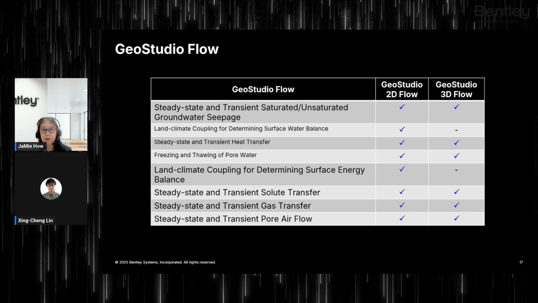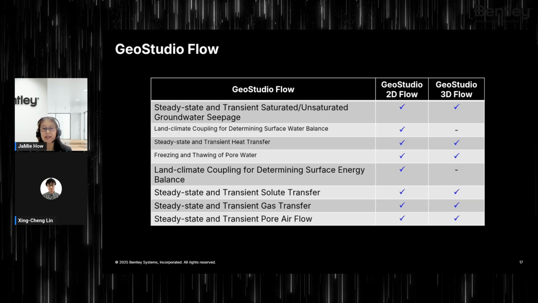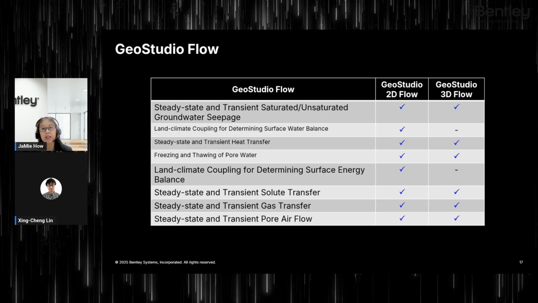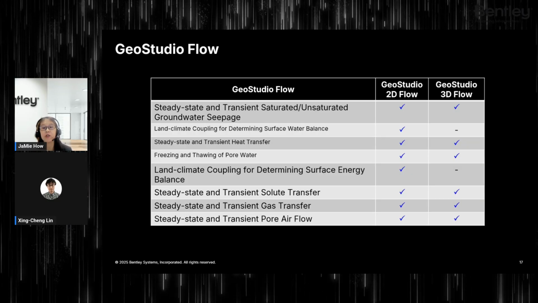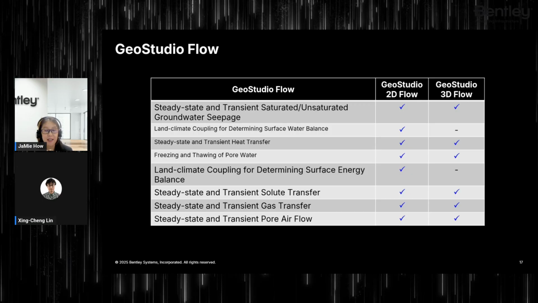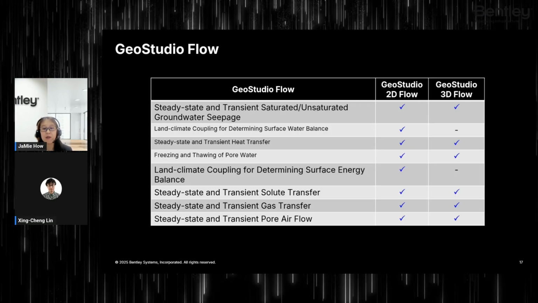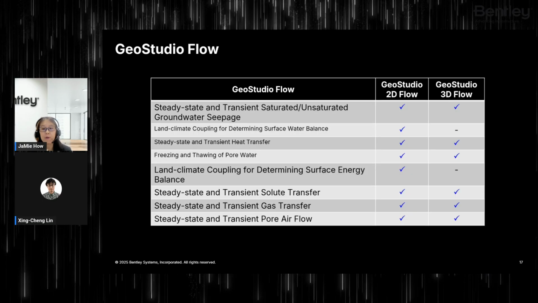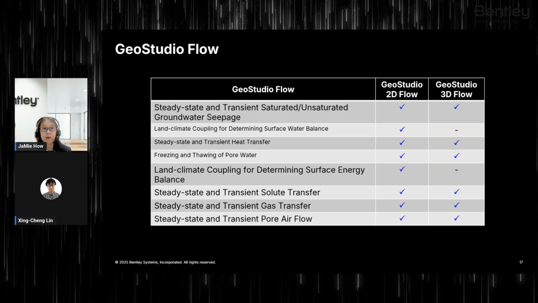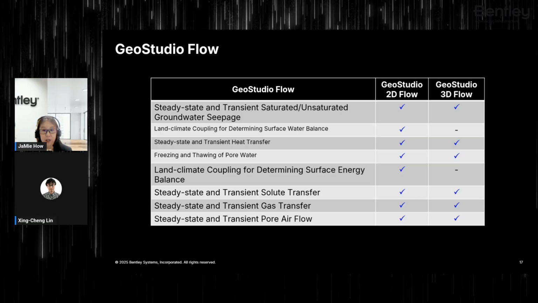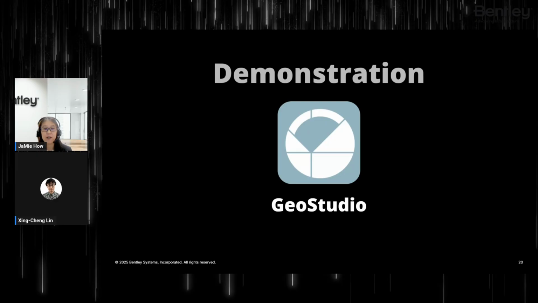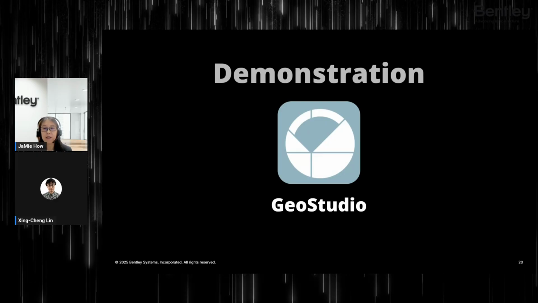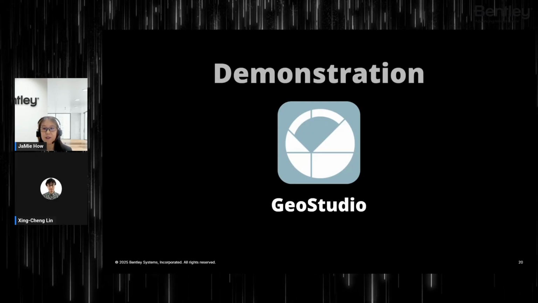And GeoStudio Flow is an all-in-one tool for transport processes, more for geo-environmental project analysis. You can use this to model environmental protection work, groundwater flow, and groundwater freezing problems, and it comes in 2D and 3D. So without further ado, I'm going to hand over the session to Sington. Over to you, Sington.